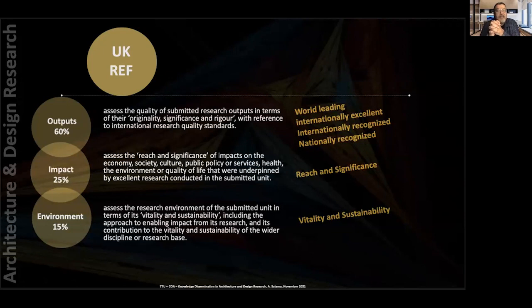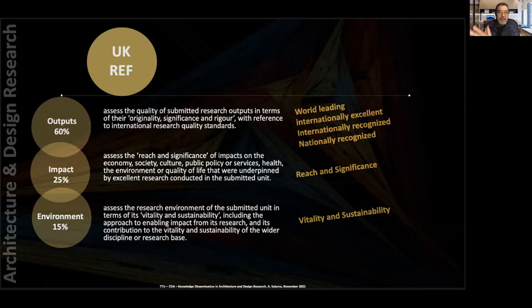Outputs are assessed based on star ratings. Star ratings means 4 stars, 3 stars, 2 stars, 1 star, and each of them means something. 4 stars mean world leading, 3 stars internationally excellent, 2 stars internationally recognized, 1 star nationally recognized, 0 is not recognized. The impact beyond academia is also based on reach and significance, how the work has influenced societies or communities or groups of people.